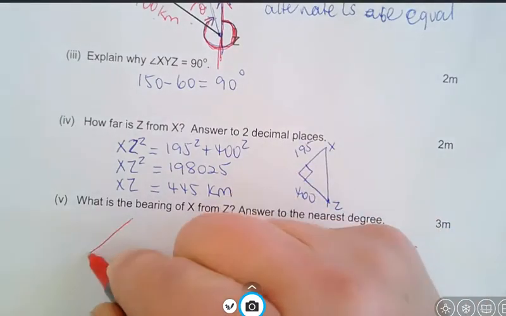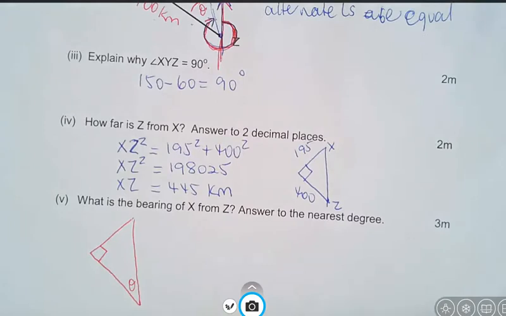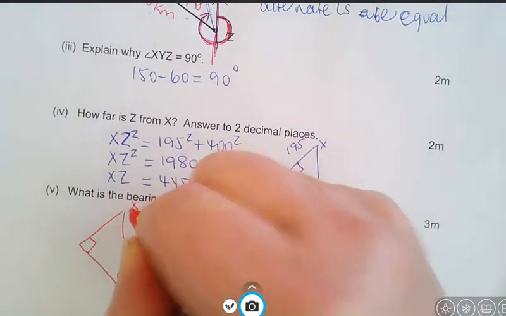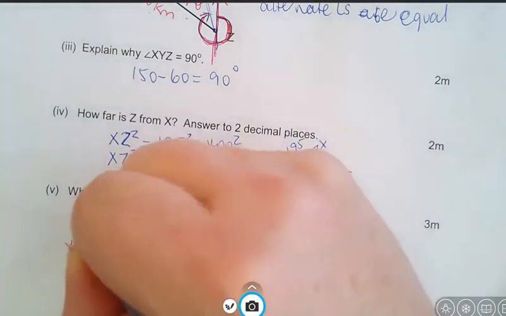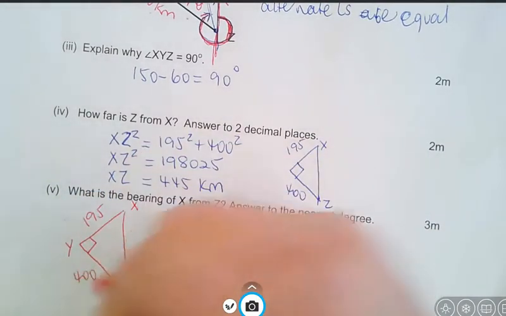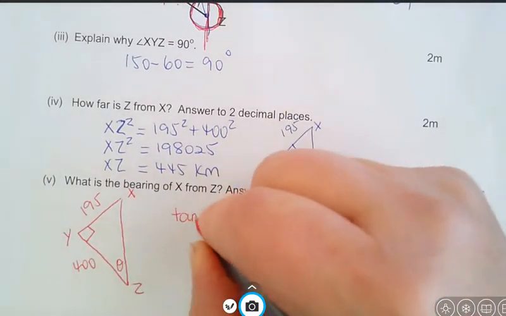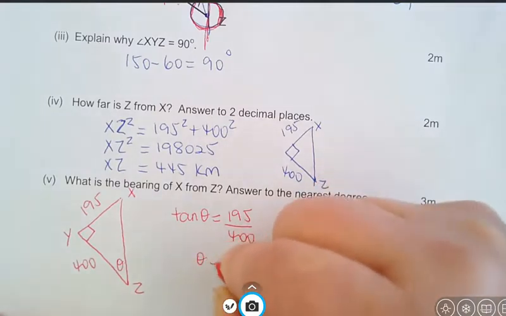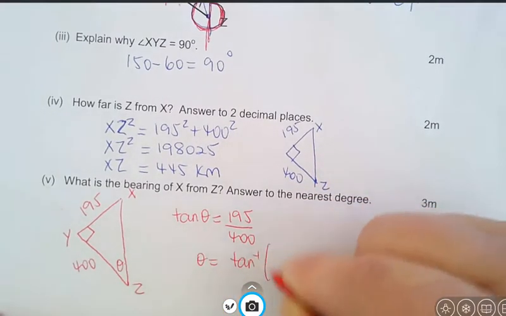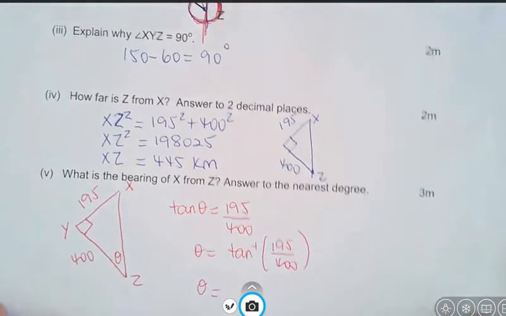All right, so this is what we've got. I've got theta. This is what I've got in that triangle, X, Z, Y. I've got 195 and 400. If I want this angle theta, I would use tan theta is 195 over 400. Theta is the inverse tan of 195 over 400. And work out that angle first.